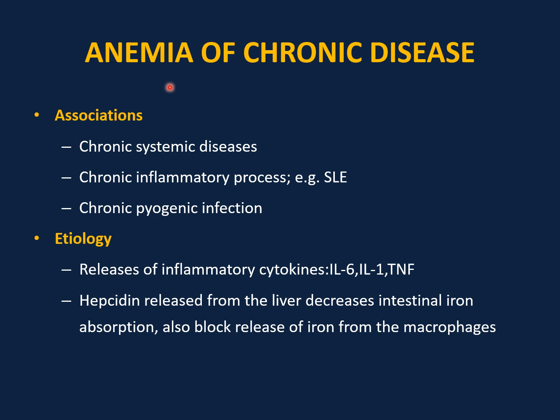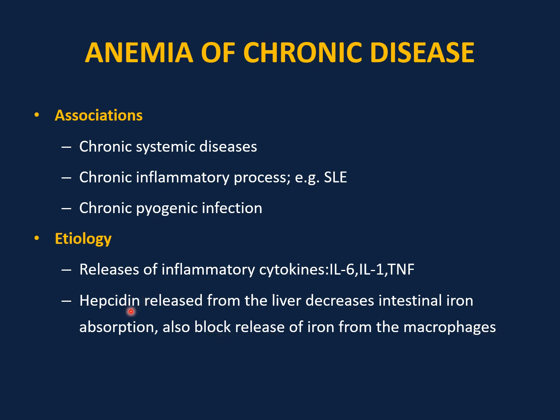From the name, this anemia is associated with chronic systemic diseases and chronic inflammatory processes, for example systemic lupus and chronic pyogenic infections. The etiology is the release of inflammatory cytokines, and this will release hepcidin from the liver. This hepcidin will decrease the intestinal absorption of iron and also will block the release of iron from the macrophages.